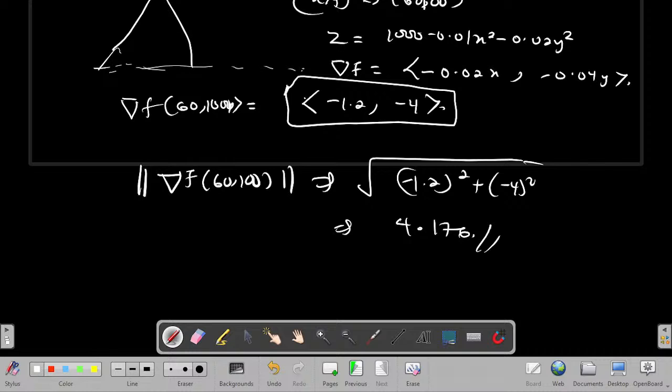So you can say that currently you are standing at the point (60, 100), and the direction where our elevation will be changing fastest is (negative 1.2, negative 4). Then you have your maximum rate of change equal to 4.176. As simple as that.